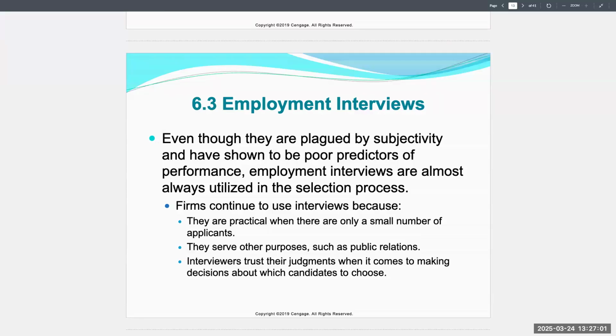Interviews are by far the most widely used selection tools, yet paradoxically, they're among the least predictive when used poorly. Despite this, firms rely heavily on interviews because they serve multiple purposes: not just assessment, but also branding, relationship building, and candidate engagement. The issue is that many interviews are unstructured, which means they lack consistency. Different interviewers ask different questions, rate responses subjectively, and let personal bias get into their decisions. This makes interviews poor predictors of job performance unless we apply structure and discipline.